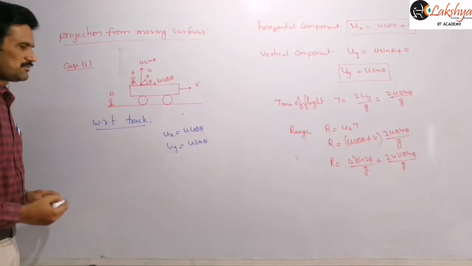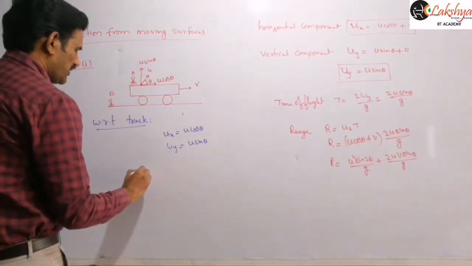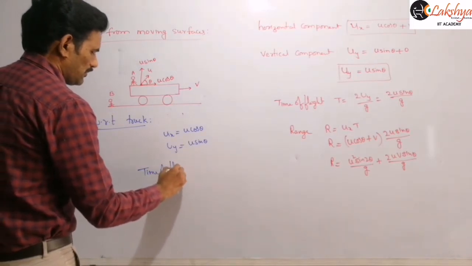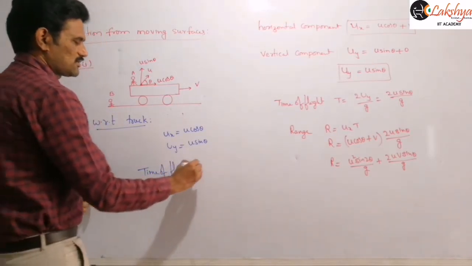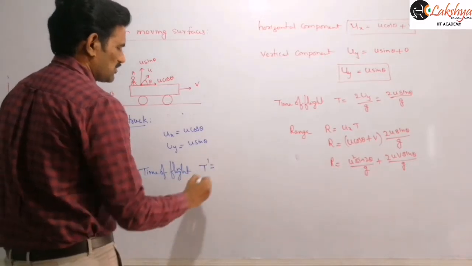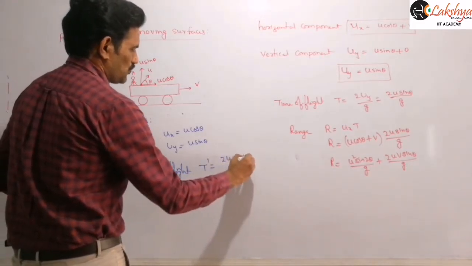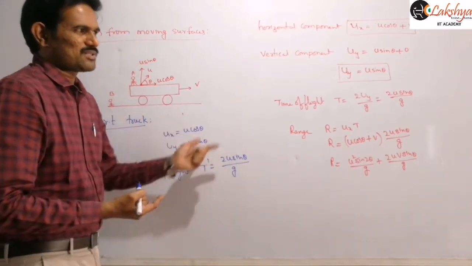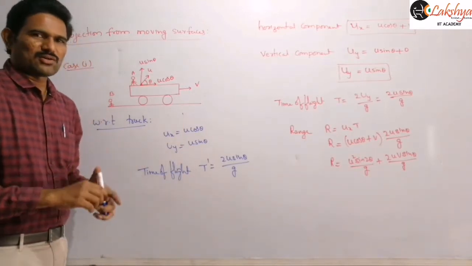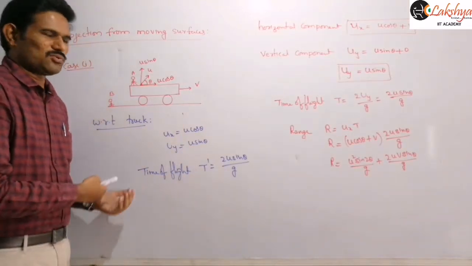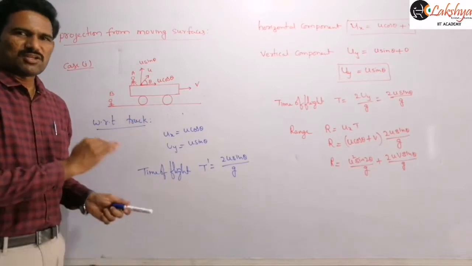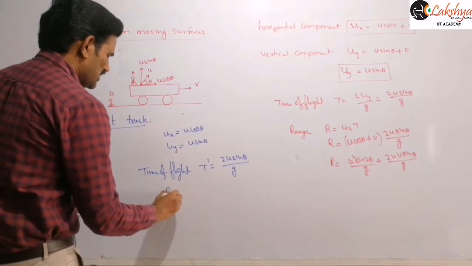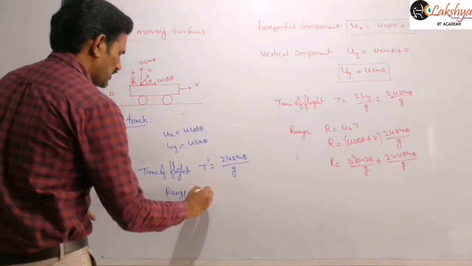And from this, if you want to find the time of flight, let it be t dash with respect to the truck, 2u sin theta by g, that means 2 into uy by g we can write. So the time of flight will be the same, whether you are projecting from the truck or solving from the ground, it takes the same time to reach the same initial level again. And you can also mention the range with respect to the truck.